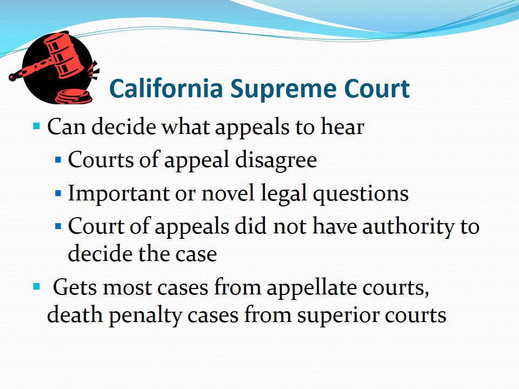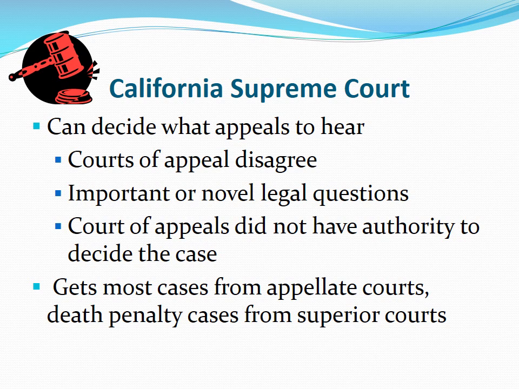The only difference is the appeals at the Supreme Court level get to be chosen by the judges who hear them. They don't have to hear all of the cases. They can decide which ones they want to take and which ones they don't want to take. They have different reasons for why they might take up a case. One reason would be if the courts of appeal disagree.